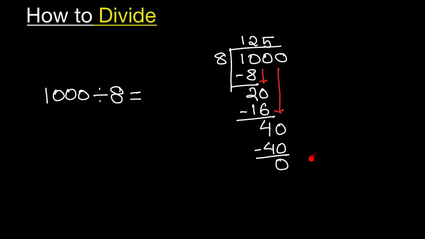As we have no number to bring down here and we have got the number 0, so we will stop. Therefore, 1000 divided by 8 is equal to 125. And this is our final answer.